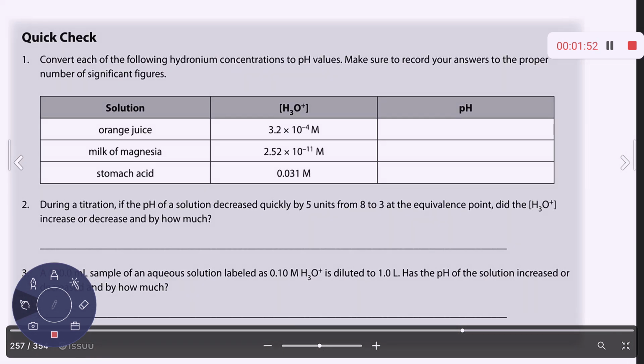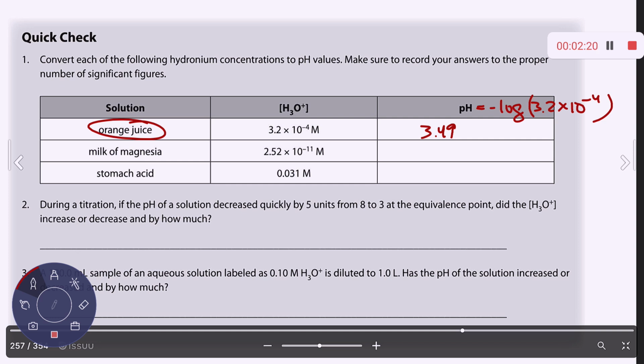So if you were asked to convert the hydronium ion concentration to pH, let's see, we're looking at orange juice. pH is the negative log of 3.2 times 10 to the negative fourth. So you're going to end up getting a pH of 3.49. I don't really care about sig figs here on the homework. I think I tell you how many places I want, like round it to blah, okay? If I don't, just ask me.